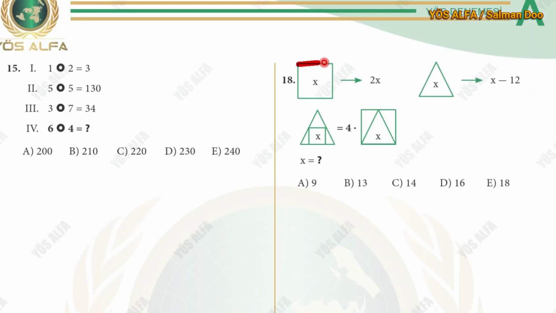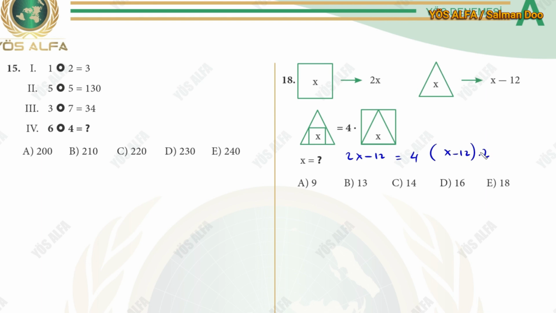D. 18. For the square operation, we multiply whatever is inside the square by 2. For triangle operation, we subtract 12. Since we have the square operation, we multiply it by 2. So we have 2x, and then we have the triangle operation. So we subtract 12, and it's equal to 4 times. We have the triangle, so x minus 12, and then square. So we multiply the result by 2.